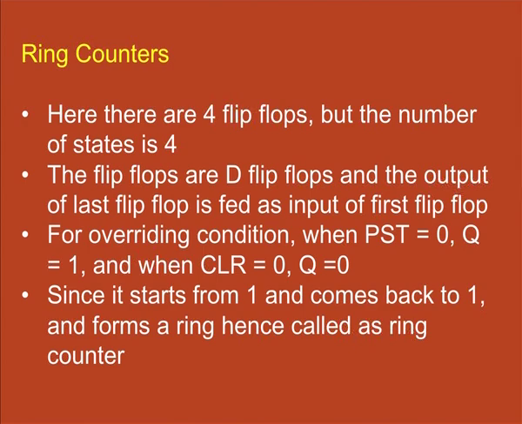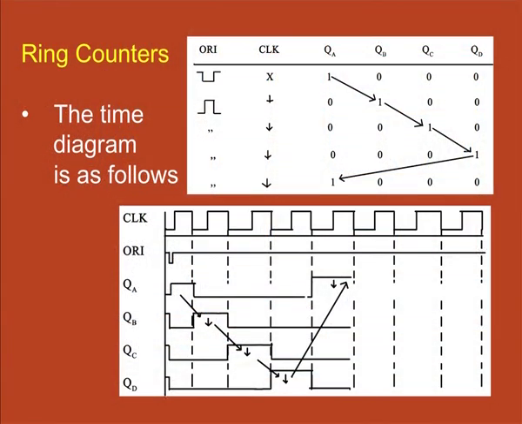Now, since it starts from 1 and comes back to 1 and forms a ring, this type of counter is called a ring counter. In this slide, we have shown the clock diagram, which can tell us why this type of counter is called a ring counter. Here we have 6 columns. One is for the overriding condition, the next one is for the clock signal, and the next 4 columns are for the outputs, that is QA, QB, QC and QD.